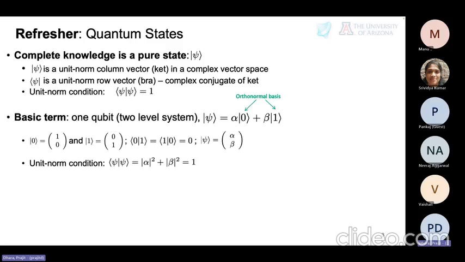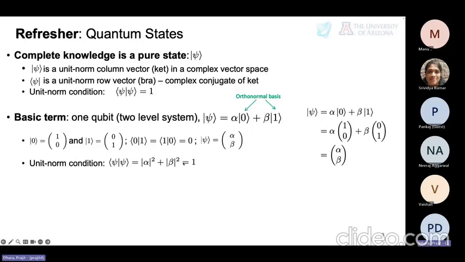For quantum information processing, the basic term that we care about is a qubit, which is usually a two-level system. So the state psi can be written as alpha 0 plus beta 1. 0 and 1 are then orthonormal states. You can choose a representation in which 0 and 1, following our definition that they must be column vectors, are (1, 0) and (0, 1). That gives us the orthogonality condition automatically. Then any arbitrary state can be written as the column vector (alpha, beta), where alpha and beta are generally complex numbers, and your unit norm condition converts to mod alpha squared plus mod beta squared equal to 1.